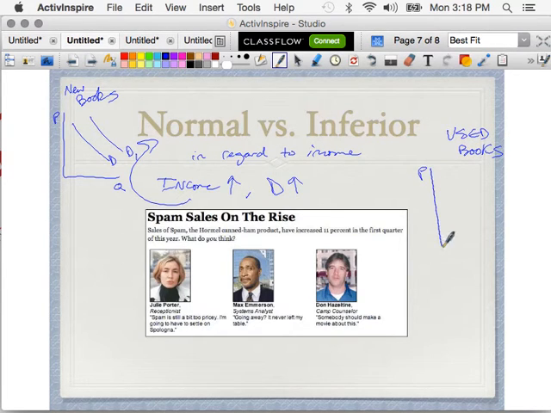But over here, an inferior good might be used books. And this would mean that in the market for used books, if your income goes up, your demand for used books decreases. And that's the definition of an inferior good, is if you make more money, you buy less of it, and if you make less money, you buy more of it. So this is Spam during the recession, it was increasing. Ham would be the normal good, and Spam would be the inferior good. We can practice that next class.